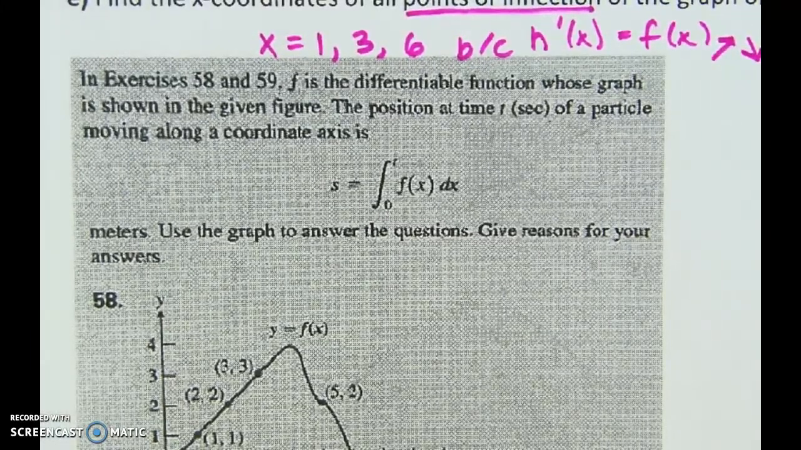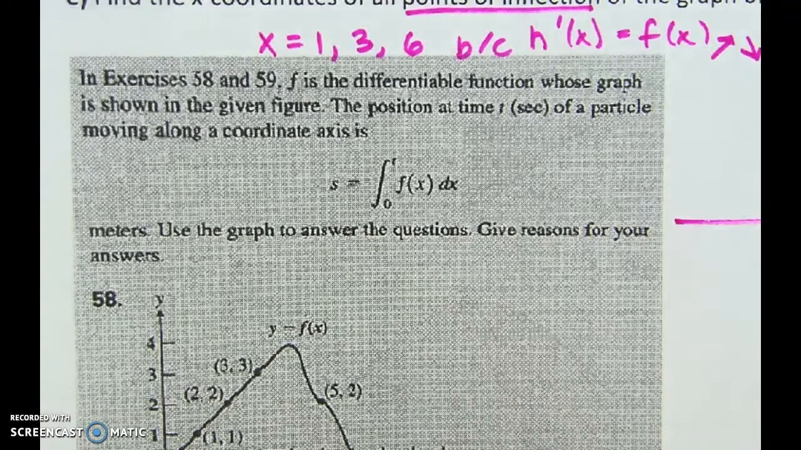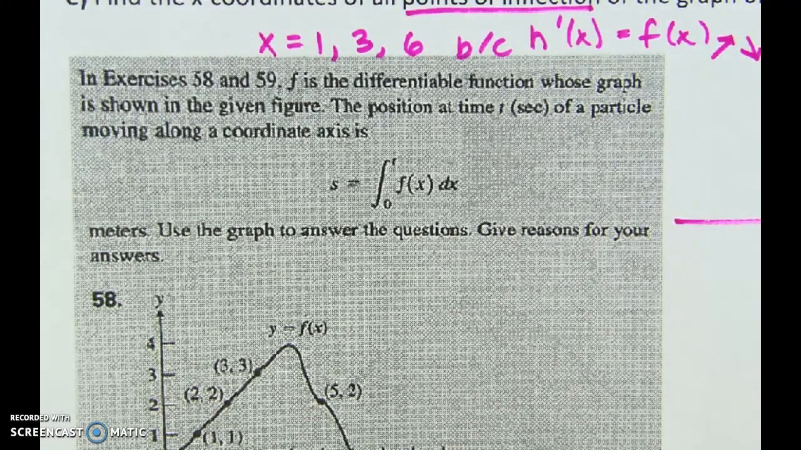58 is a differentiable function whose graph is shown in the given figure. The position at time t seconds of a particle moving along the coordinate axis is that. Okay, I may not have time to finish this example, but we're going to try our best.